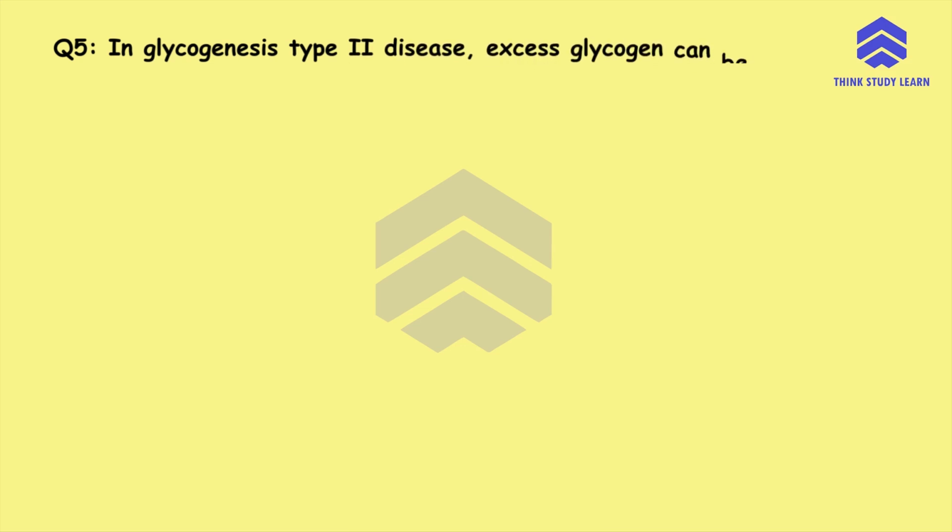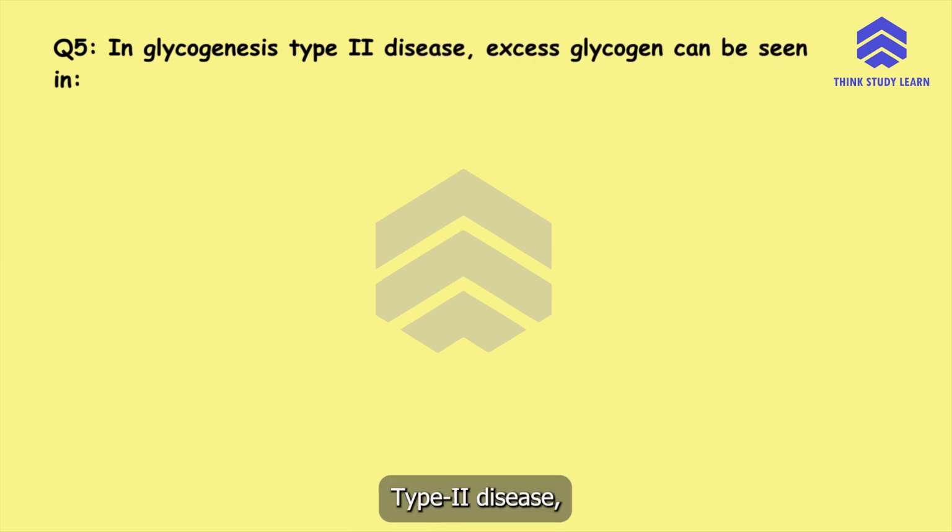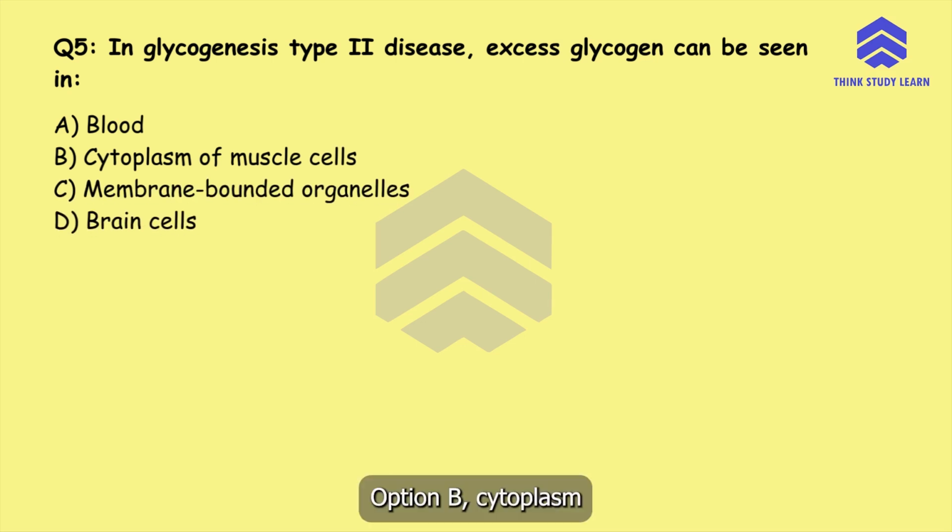Question number 5. In glycogenesis type 2 disease, excess glycogen can be seen in option A, blood, option B, cytoplasm of muscle cells, option C, membrane-bounded organelles, or option D, brain cells.